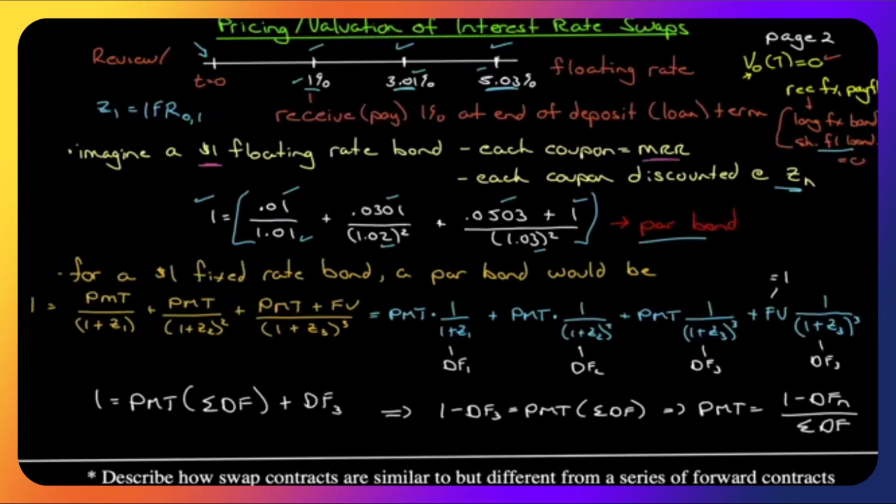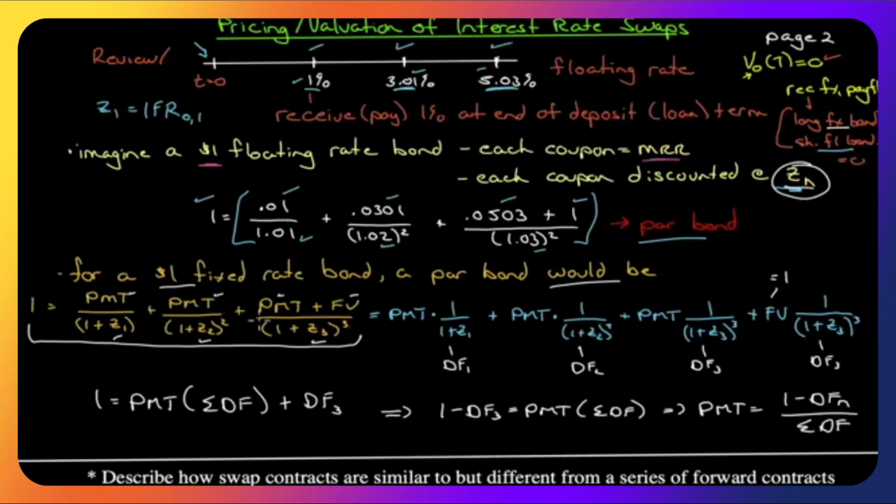All we have to do is find a single fixed rate, given the term structure of spot rates, that creates a par bond. So for a $1 fixed rate bond, a par bond would be right here. We have a constant payment each time, and there's our future value, discounted at each of the respective spot rates.